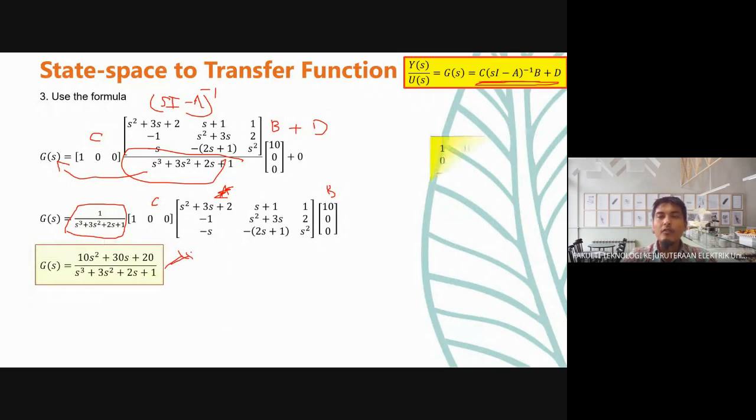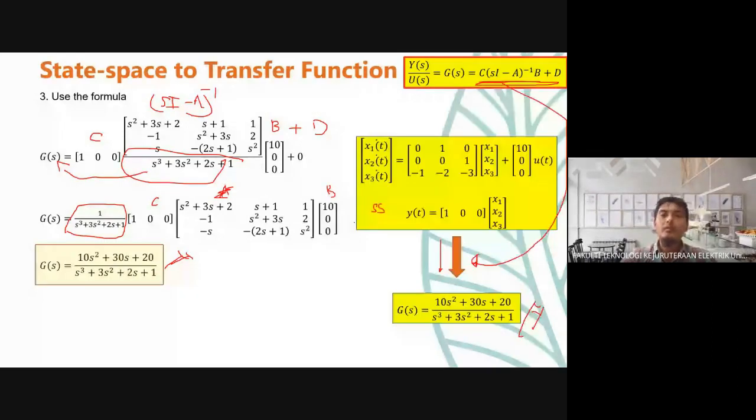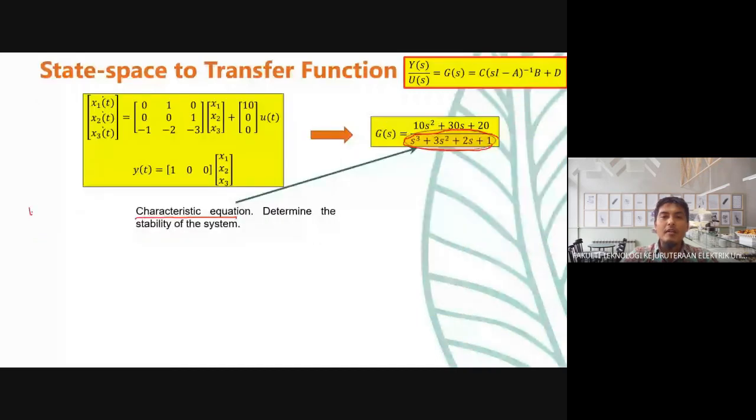So in conclusion, for the state space, when you want to convert to the transfer function, this is the answer by using this formula. Okay, all right. So as usual, the denominator part we call as a, so this is contributed by the determinant sI minus A. This is a characteristic equation.